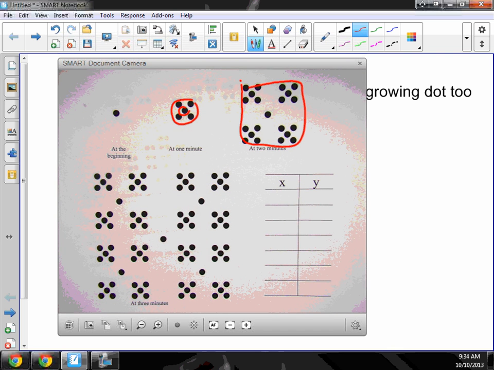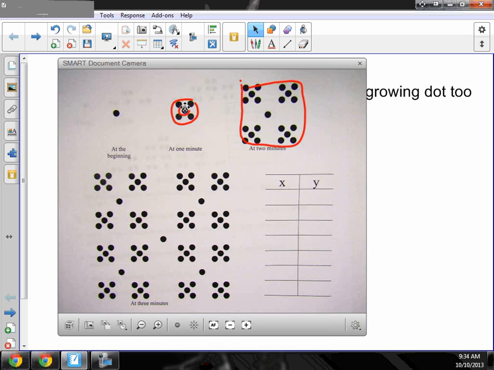Okay. So you're taking the last picture and you're arranging it into a group of 4, and then you put a dot in the center. Okay, good. Did anybody see it a different way?